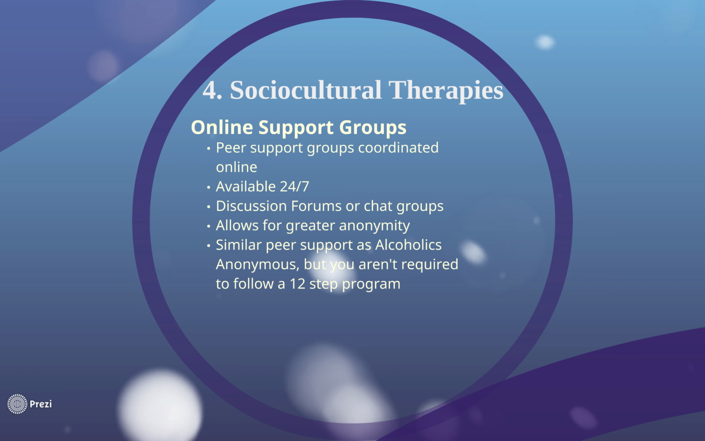Another option is online support groups. These are also peer support groups, however they are coordinated through online discussion forums or chat groups. An advantage of online support groups is that they are available 24/7 and they allow for a greater anonymity. They're similar to Alcoholics Anonymous, but you aren't required to follow a 12-step program. Some disadvantages, though, are you're not always going to get a reply, and there is always the chance of trolls or people that aren't taking the online support group seriously.